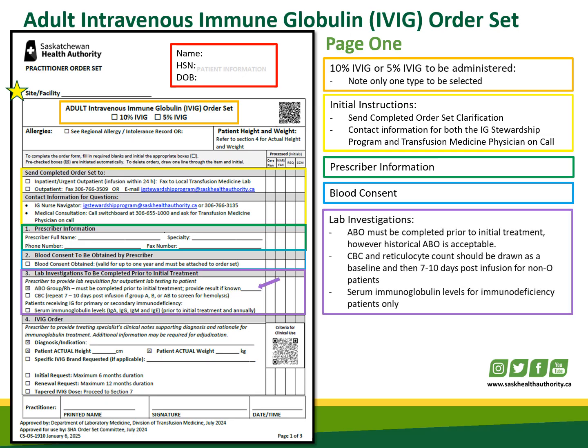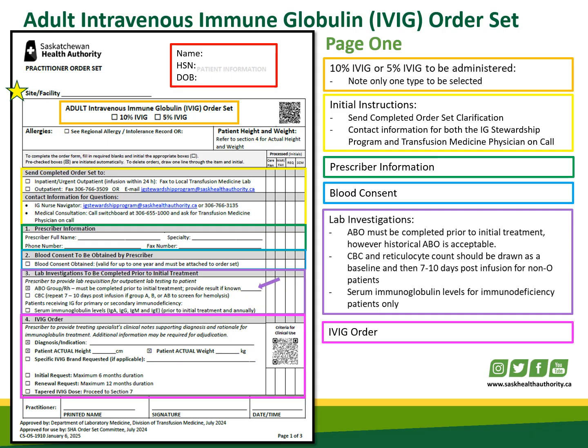For lab investigations, an ABO must be completed prior to initial treatment. However, historical ABO is acceptable. This again is the bedside nurse's responsibility to ensure that an ABO has been drawn prior to giving IVIG. CBC and reticulocyte count should be drawn as a baseline and then 7 to 10 days post-infusion for non-O patients, and then serum immune globulin levels for immunodeficiency patients only.